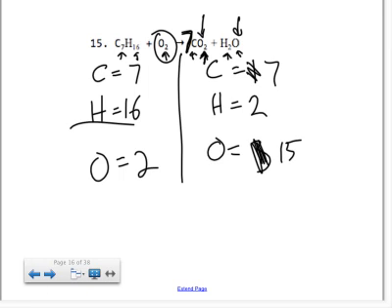Now I'm going to go down to the next one, hydrogen 16, hydrogen 2. If I put an 8 in front of the H2O, that would give me 2 times 8, 16 hydrogens.